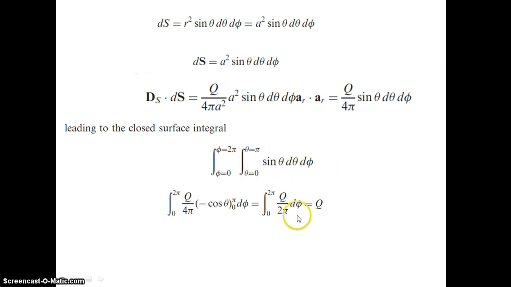So you are able to obtain the expression as Q by 4 pi times the integral of sin theta, which is minus cos theta from 0 to pi, giving 2. So this 2 and 4 pi get cancelled, leaving Q by 2 pi. Again, if you substitute 2 pi for phi, the 2 pi and 2 pi get cancelled, and you get the final expression, the integral of D dot dS equals Q. So we are able to prove Gauss law: the flux emanating from a surface equals the charge enclosed. This is the expression for Gauss law.